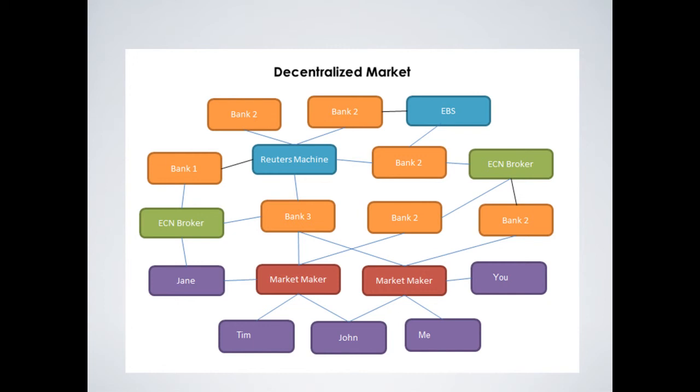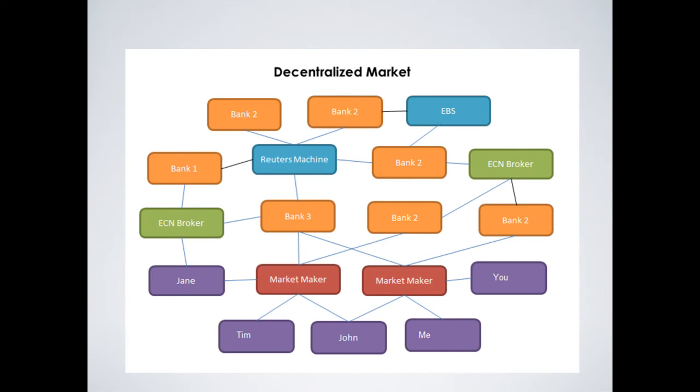Once again, the majority of that information will be included below. So you can see here we've got different banks. We've also got the EBS, Reuters, the different brokers. We've got market makers and the different banks, and then the speculators themselves would be on the outside.